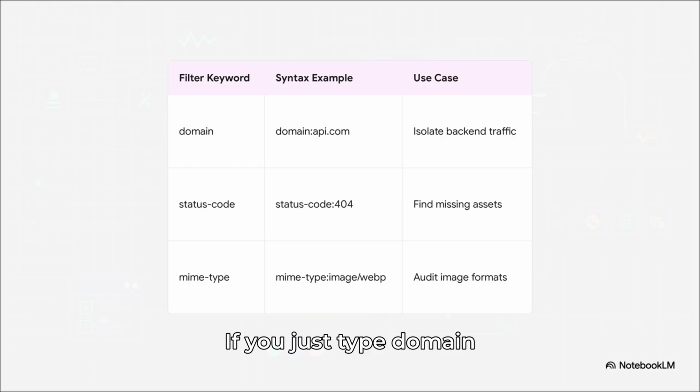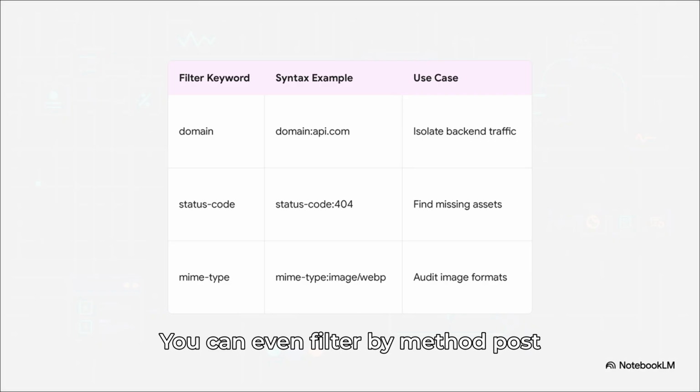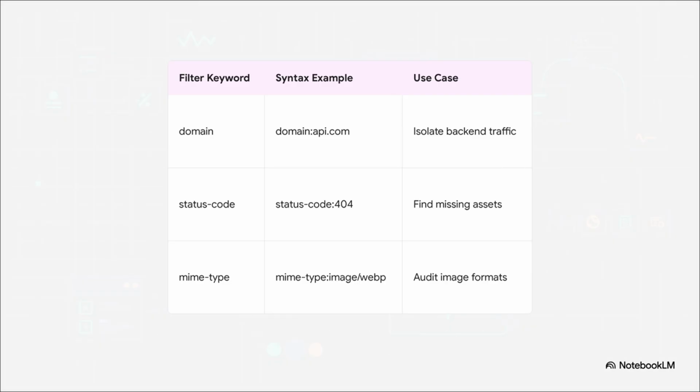Now, what's really fascinating is how property-based filtering allows you to query metadata with surgical precision. If you just type domain followed by your API's URL, boom, you instantly hide all that third-party CDN noise. Looking for broken links? Typing status code 404 will immediately expose any missing assets. You can even filter by method, post, to monitor specific data submissions. It is incredibly powerful once you get the hang of it.